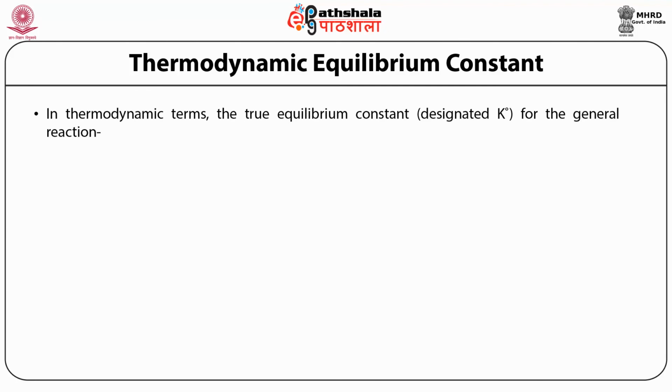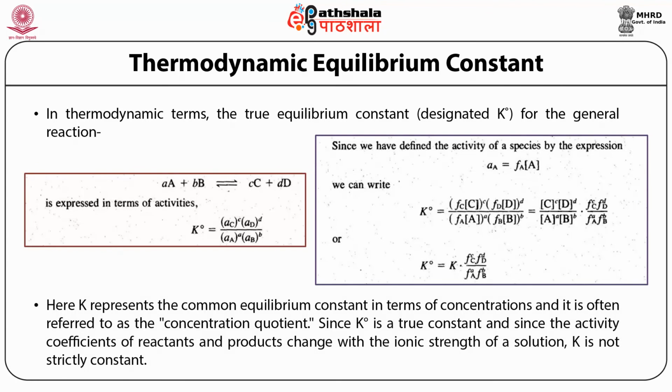In thermodynamic terms, the true equilibrium constant, designated K naught, for the general reaction is depicted here by the equation. Here K represents the common equilibrium constant in terms of concentration, and it is often referred to as the concentration quotient. Since K naught is a true constant, and since the activity coefficients of reactants and products change with the ionic strength of a solution, the K is not strictly constant.